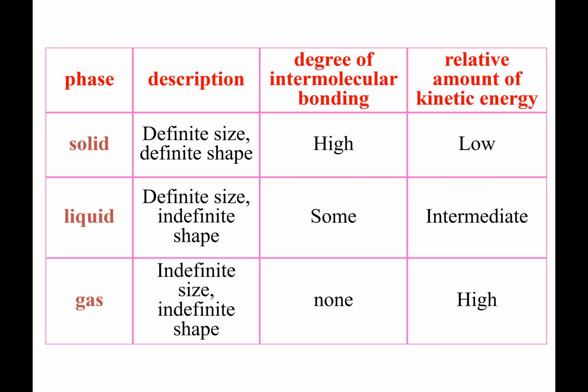Liquids have some degree of intermolecular bonding. Kinetic energy, intermediate. This would be Goldilocks. Gases have basically no connections with each other, no intermolecular bonding. And the amount of kinetic energy is high.